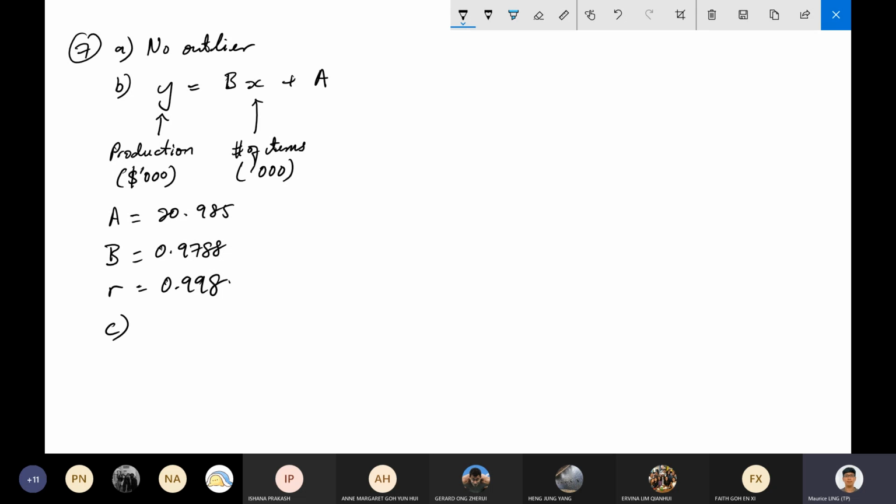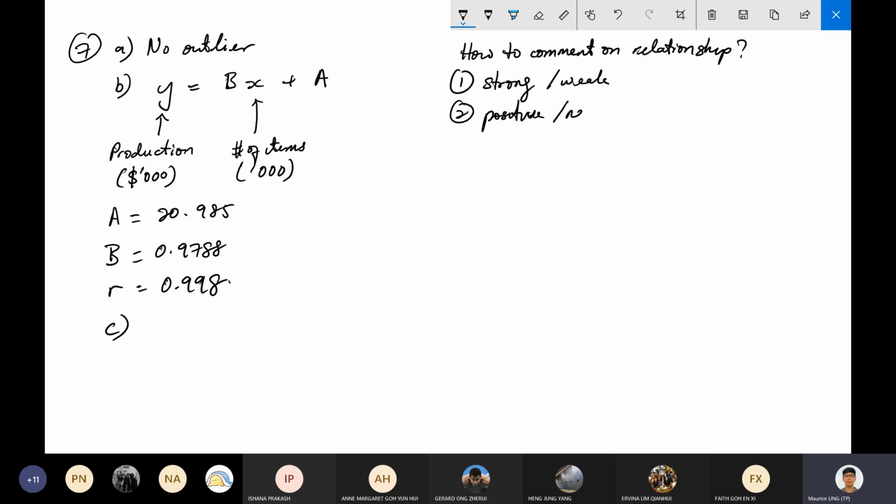Okay, so question C. Based on the R value and scatter plot, comment on the relationship. When you comment on the relationship, you have to use these terms. Okay, I give you a choice to pick. The first set of words that you have to use is whether it is strong or weak. The second set of words to use is positive or negative. The third set of words to use is linear or non-linear.